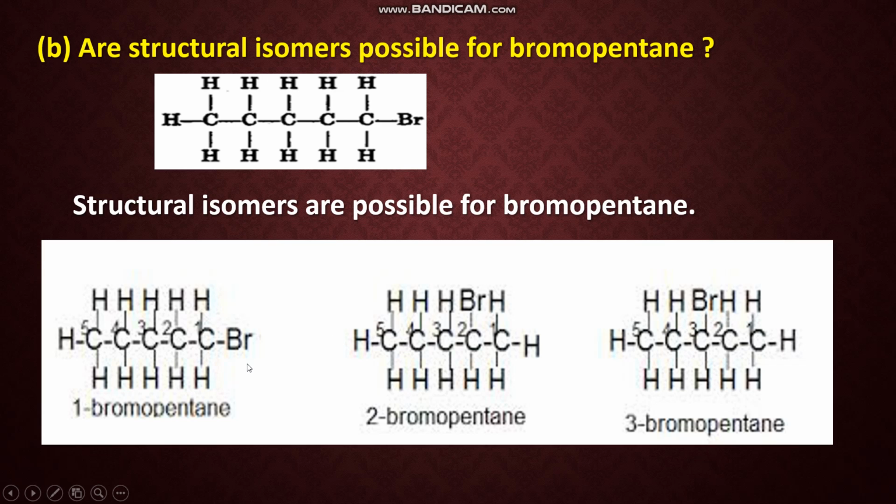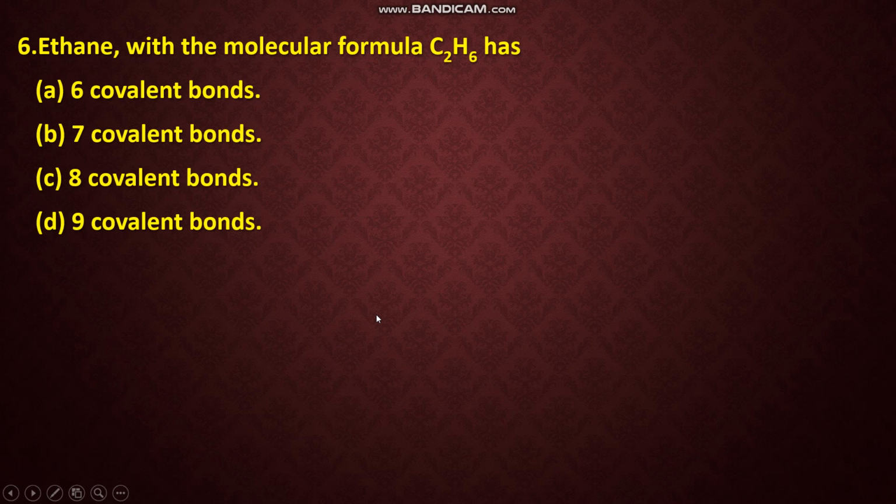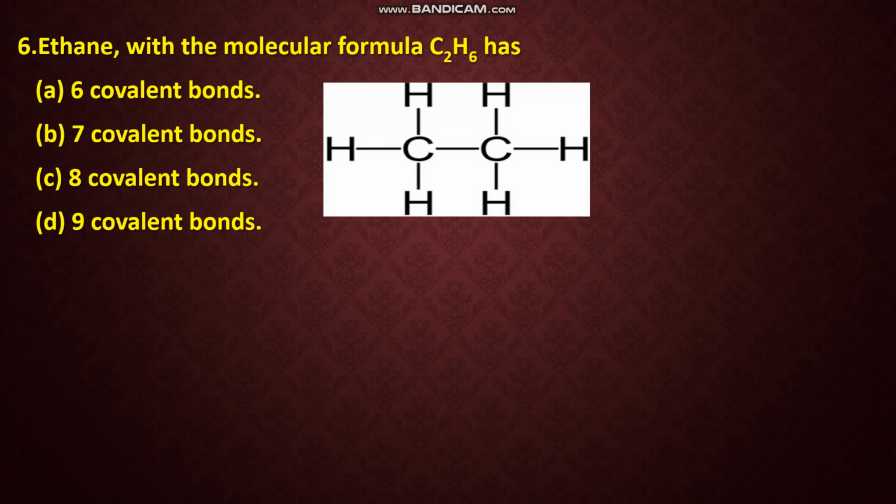While drawing the structure, there is no need to give these numbers. To understand how the numbering is given, I have given these numbers. Okay. So now the next question. Ethane with molecular formula C2H6 has how many covalent bonds? This is one example question. Like this, any compound can be asked. To find out how many covalent bonds are present, you have to draw its structure. If you draw its structure, then you count how many covalent bonds there are.